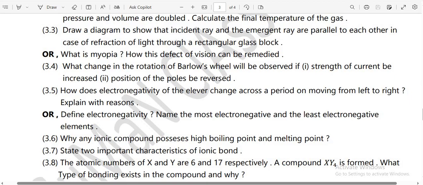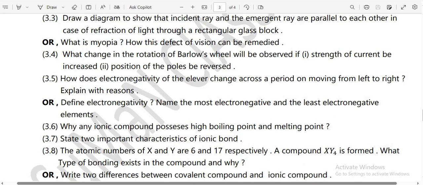3.6 Why does any ionic compound possess high boiling point and melting point? 3.7 State 2 important characteristics of the ionic bond.